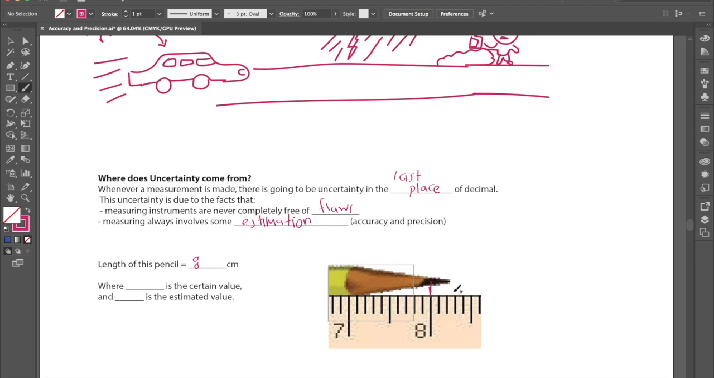Now if we look even closer, you'll note that the tip of this pencil falls somewhere between this 2/10 and this 3/10 mark there. So we know it's not quite 3/10, so we can say with some certainty that this pencil is 8.2. After that, this is where estimation comes in, and this is where terms like accuracy and precision with our measurements have an effect. So this is really where that uncertainty comes in.